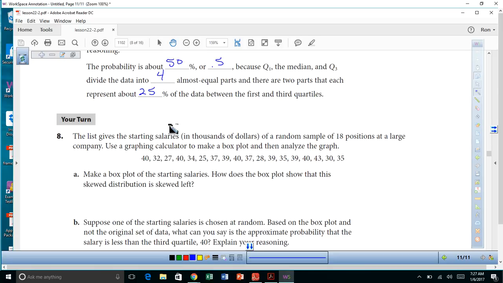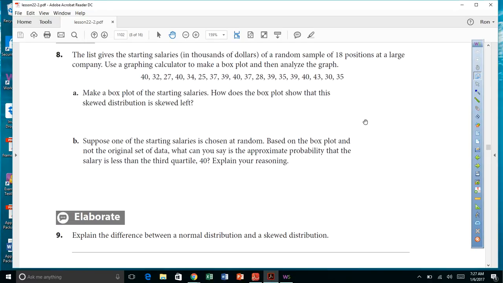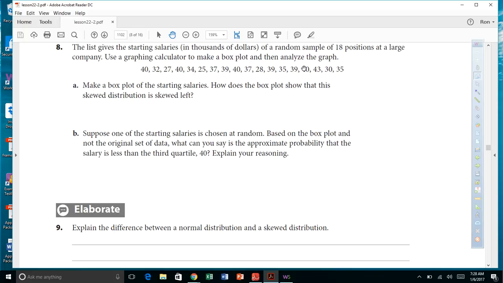All right, so here we got number 8. The list gives the starting salaries in thousands of dollars of a random sample of 18 positions at a large company. Use a graphing calculator to make a box plot and then analyze the graph. So here we've got these right here. So we want to make a box plot.